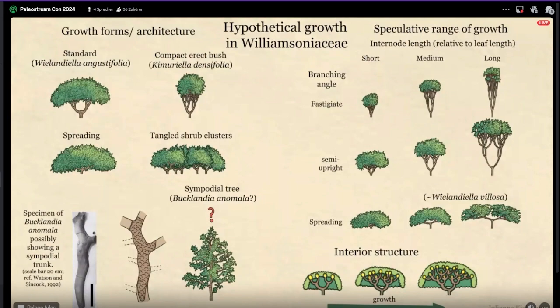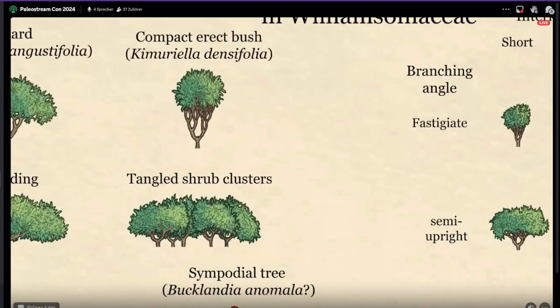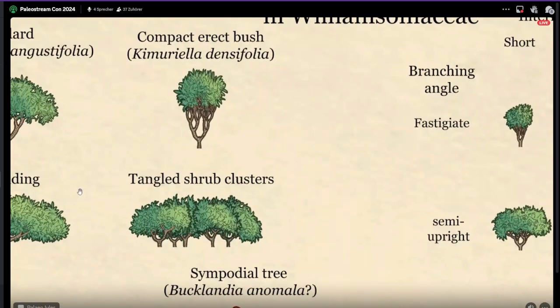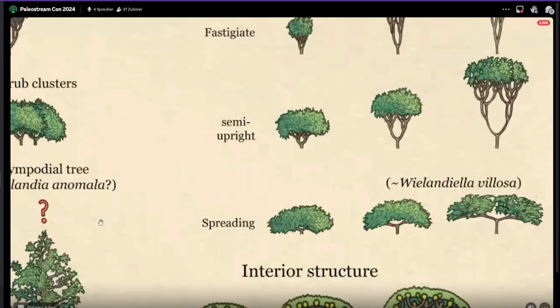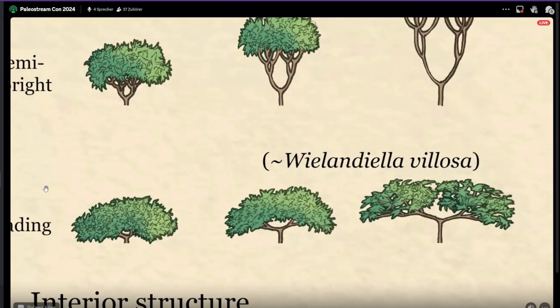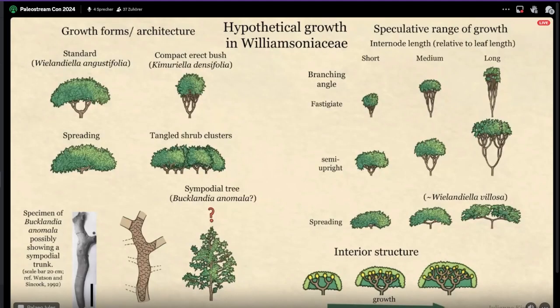So we have Wielandiella angustifolia up in the top, it's forming basically the standard plant. But ones with more compact upright branching, like Kimuriella, probably formed slightly more upright plants with a smaller canopy, with more branches exposed. And then Wielandiella villosa, which seems to be a lot more open, probably basically had most of the stems, or at least some of the stems, visible underneath the canopy.